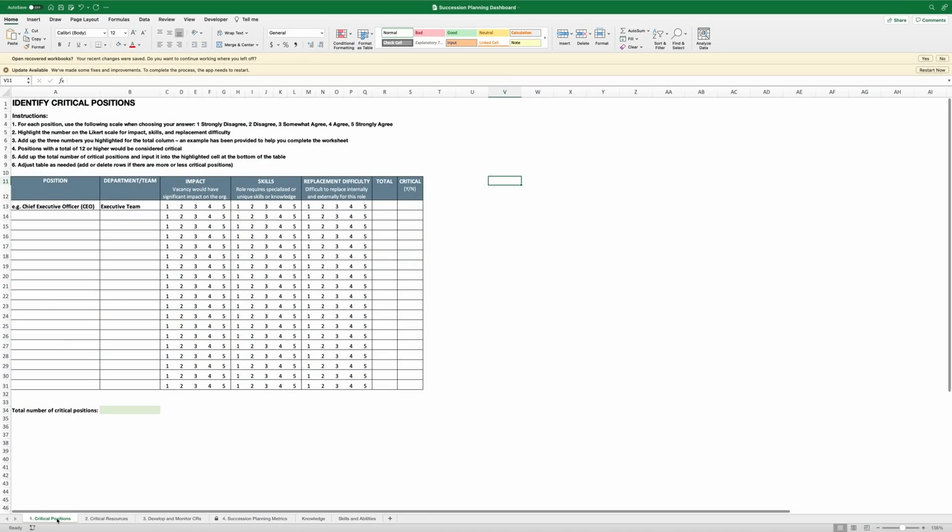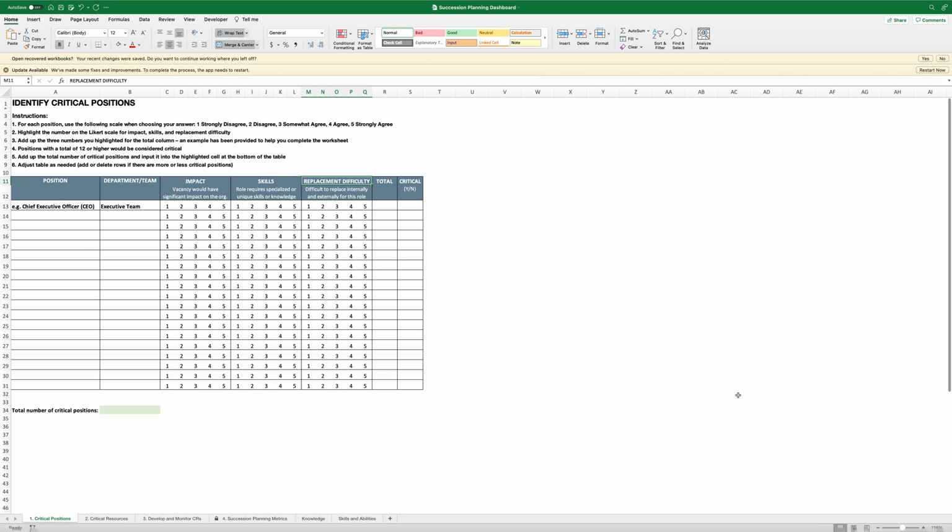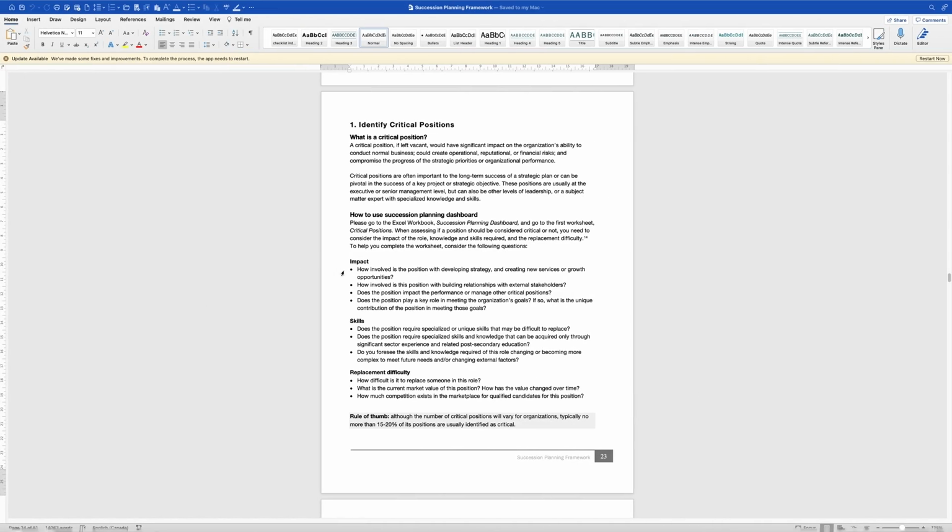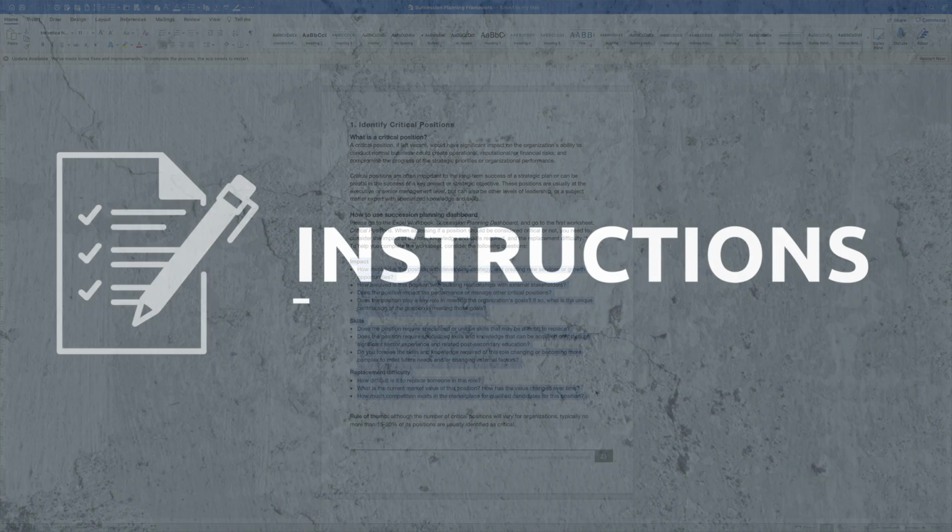Please go to the first worksheet, Critical Positions, in the Excel workbook Succession Planning Dashboard. When assessing if a position should be considered critical or not, you need to consider the impact of the role, knowledge and skills required, and the replacement difficulty. On page 23 in the guide, please review the questions you can ask yourself to help you rate each position.